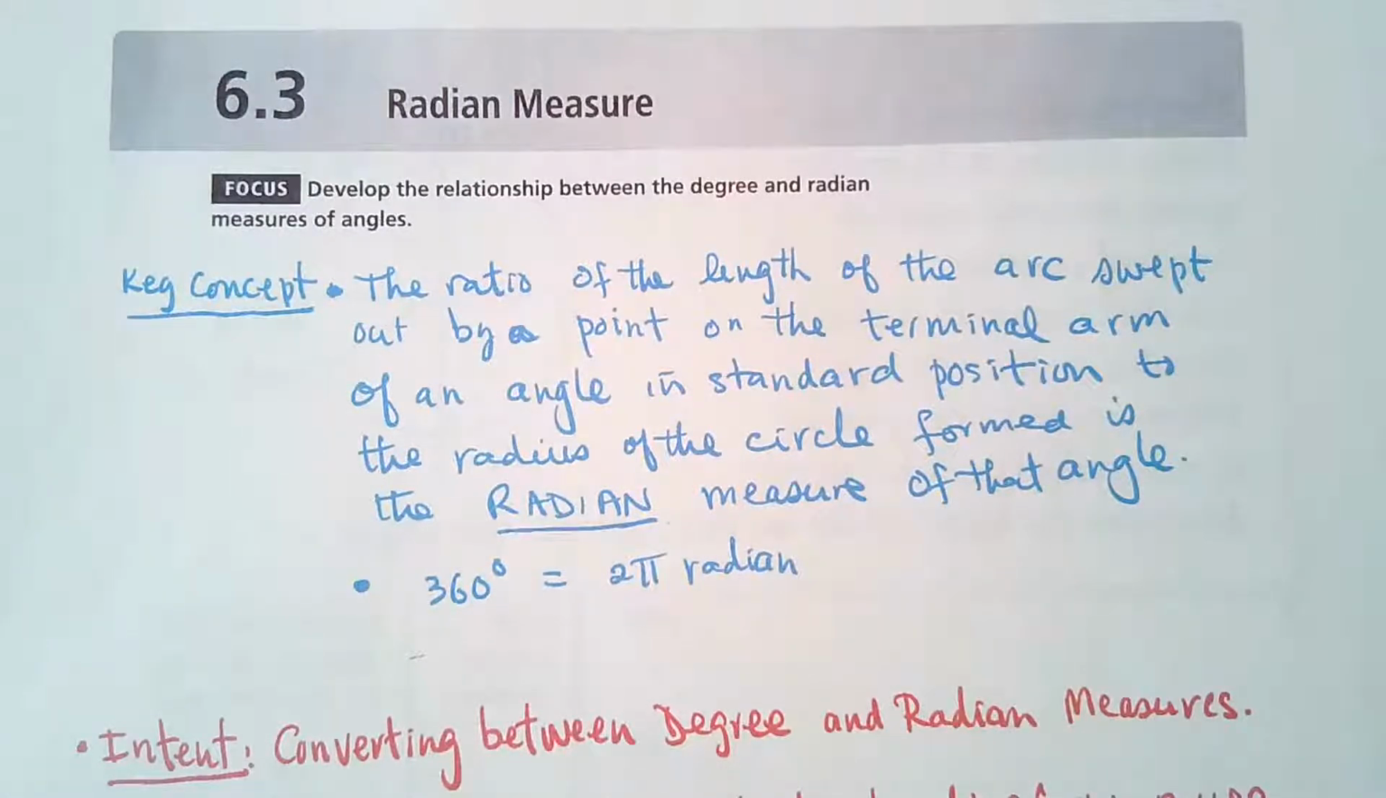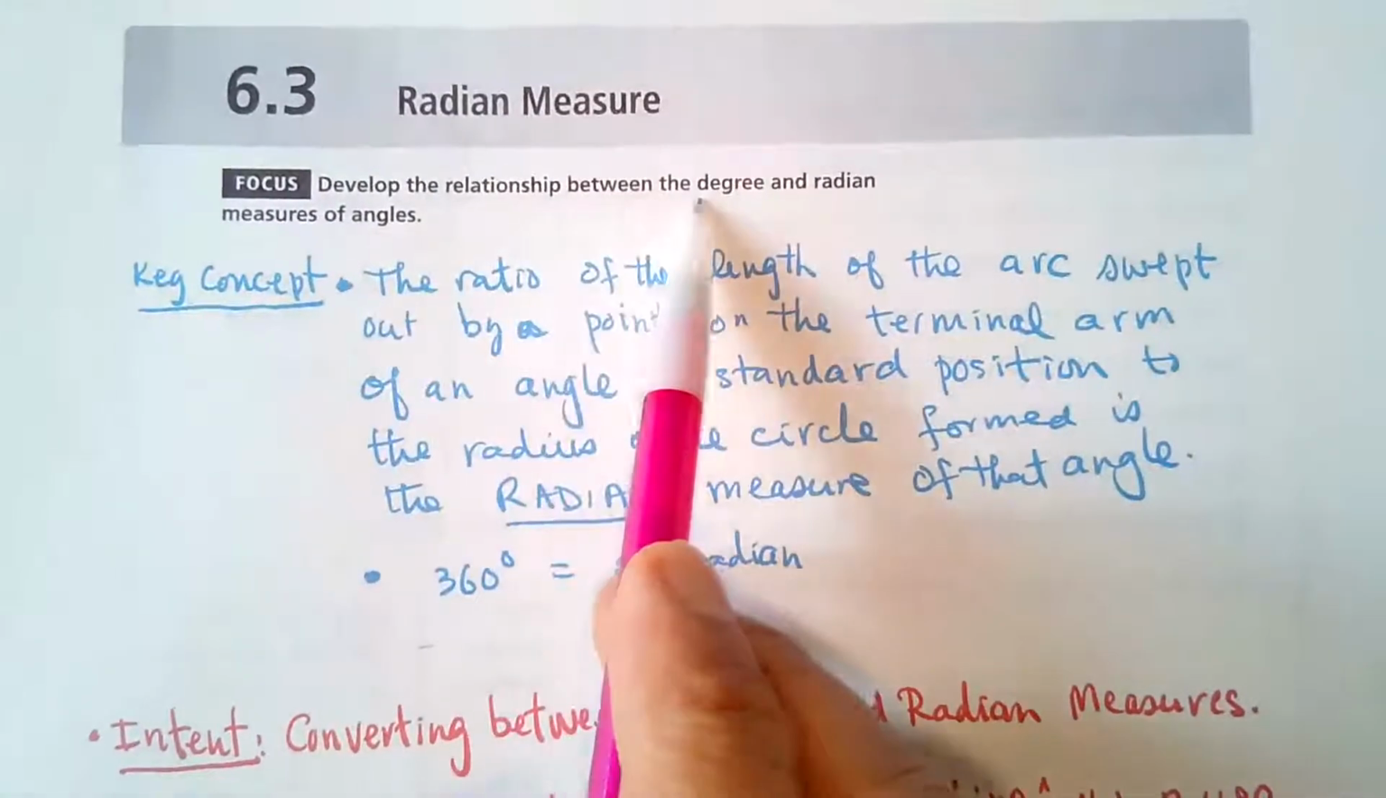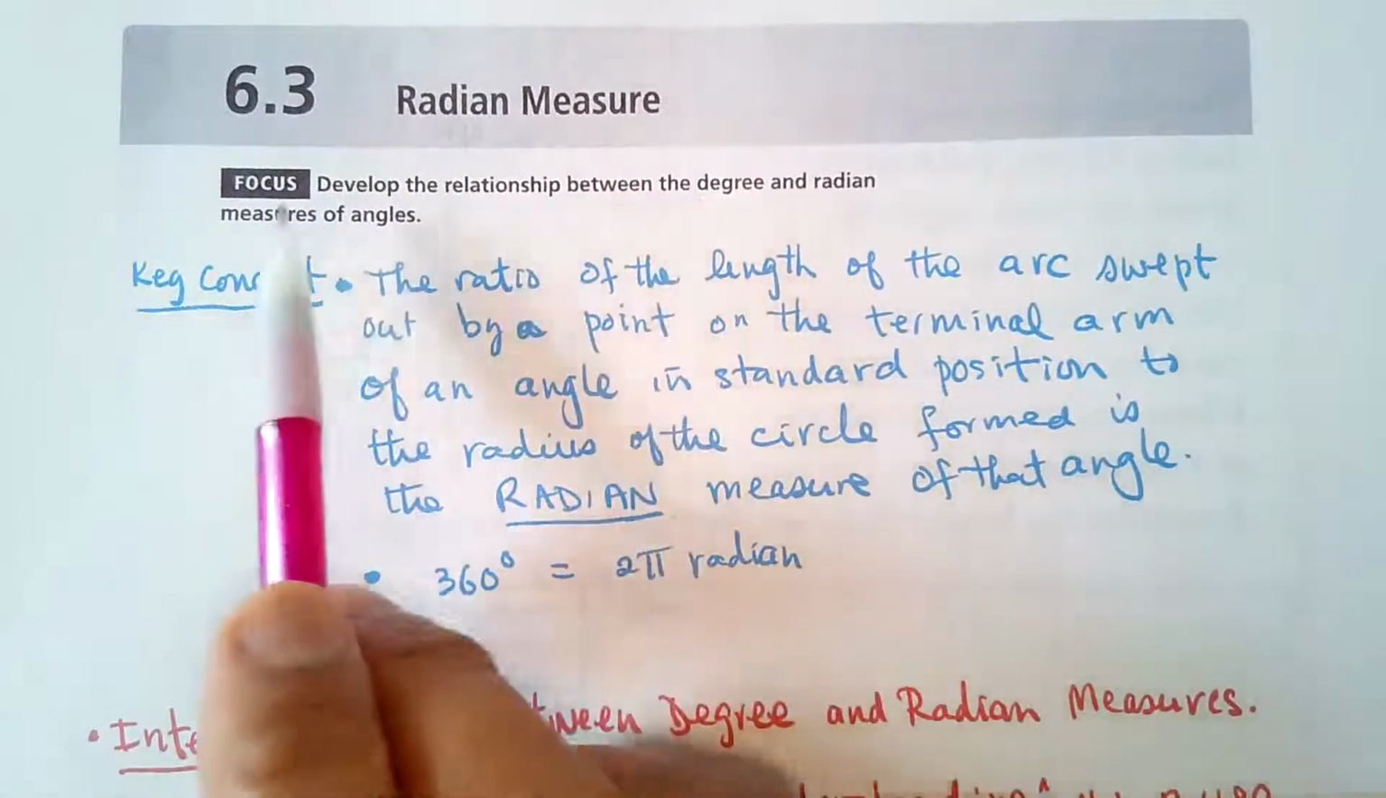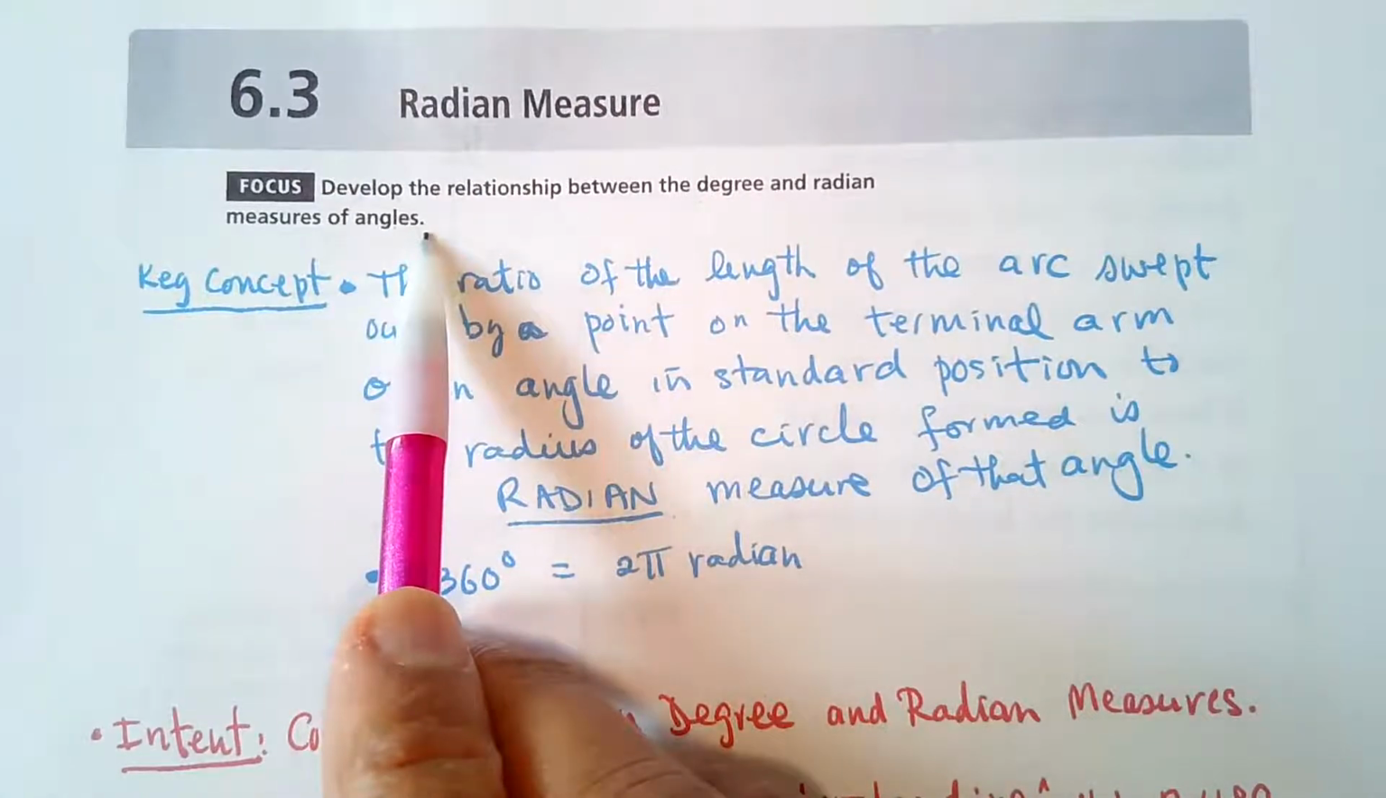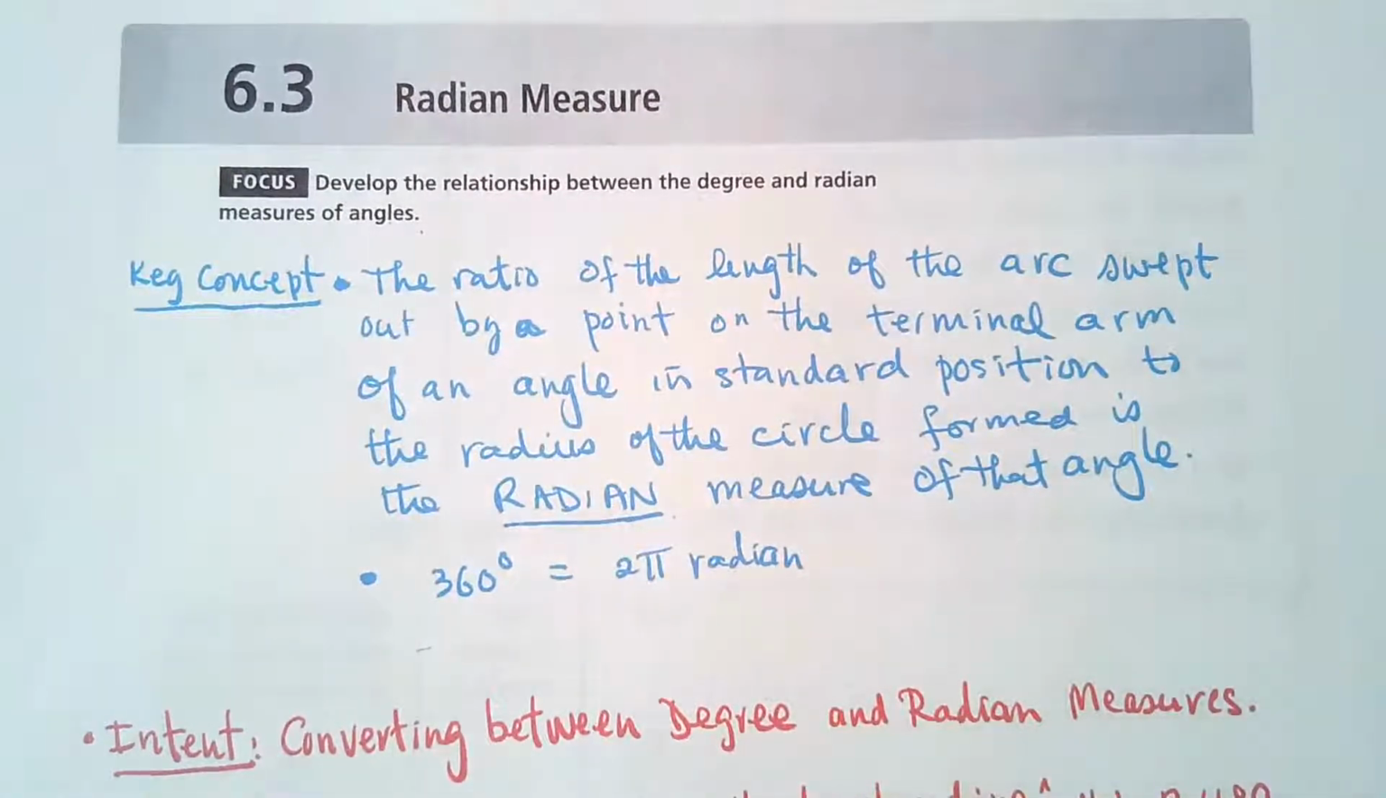Lesson 6.3, Radian measures. The intent of this section of the unit is to develop a relationship between the degree and radian measure of angles. So it's really to look at the relationship between degrees and radians.